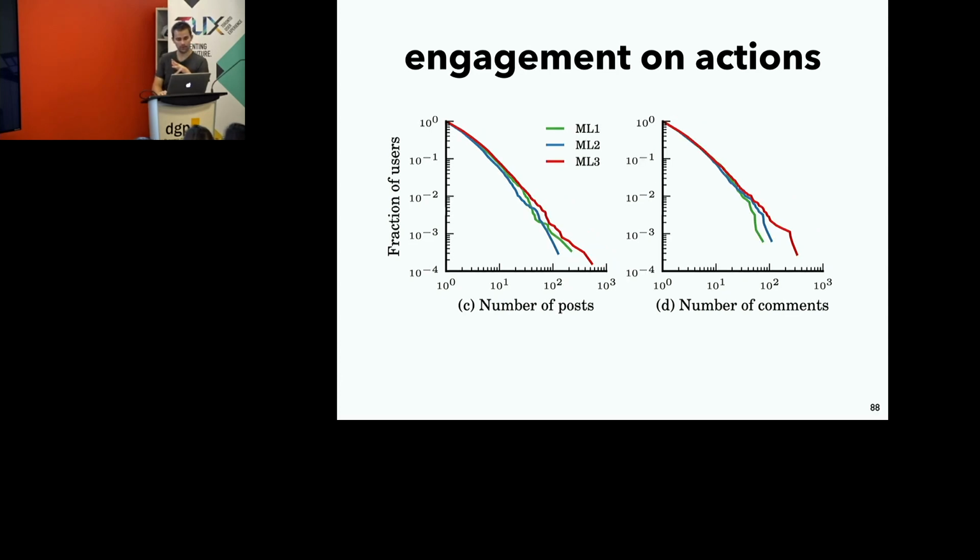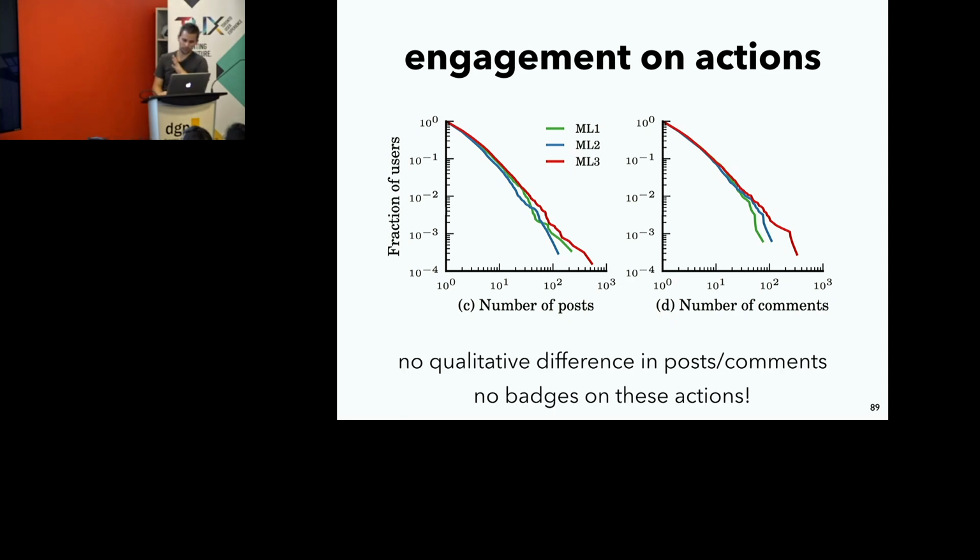And we compare it to actions that we didn't badgify. So for example, number of posts and number of comments, the distributions are basically overlapping. So on actions that we didn't badgify, there's basically no qualitative difference.